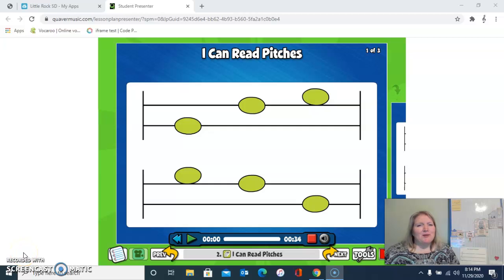Hey everyone, welcome to week 15, and we are going to continue talking about melody. So we talked about how melody can move three ways. Melodies can go up, they can go down, and they can stay the same.